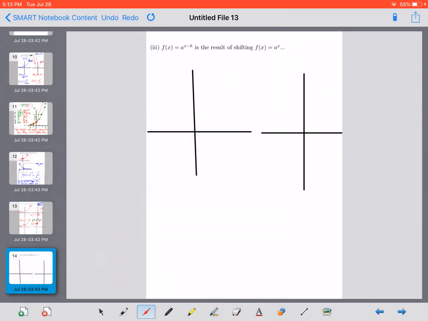So this is shifting the function a to the x to the right h many units. This is a horizontal shift h units to the right. So if your general graph a to the x looks like this, shifting it h units to the right is going to look like, instead of a point at (0, 1), I'll have a point at (h, 1). It's still going to be approaching 0, so your horizontal asymptote hasn't changed because you haven't shifted vertically at all. You've just moved your point from (0, 1) to (h, 1).